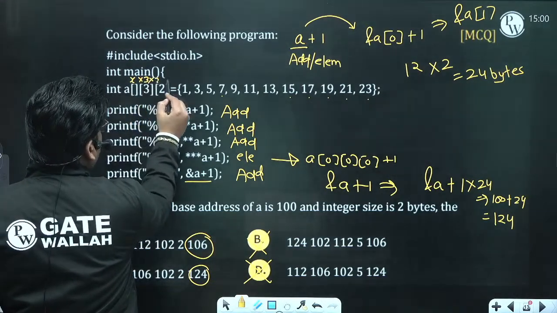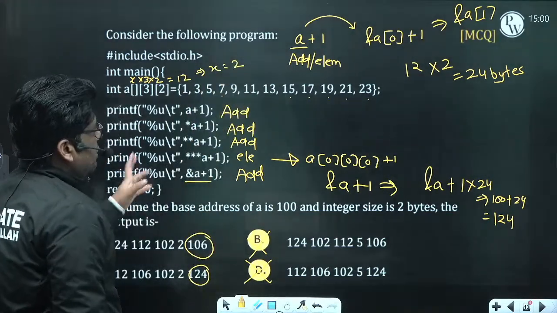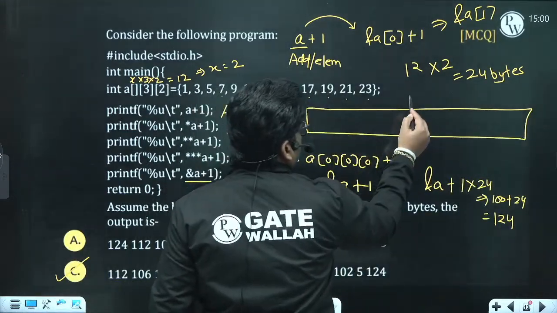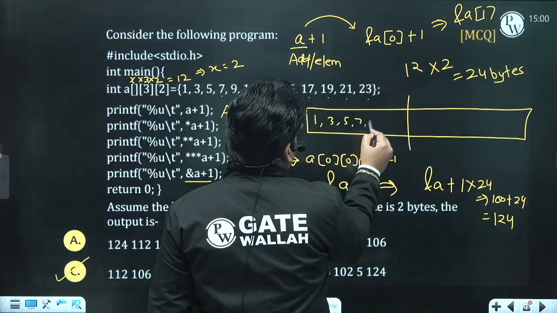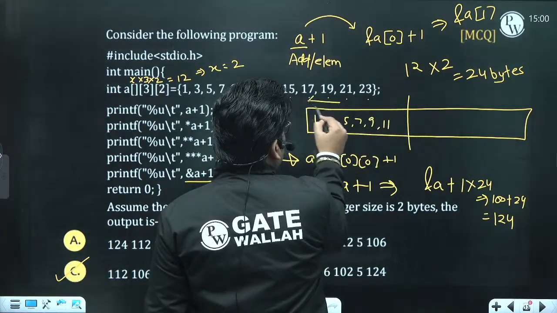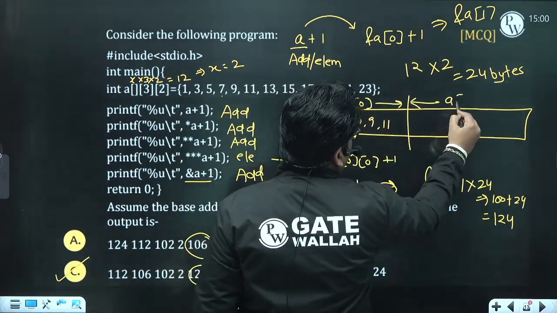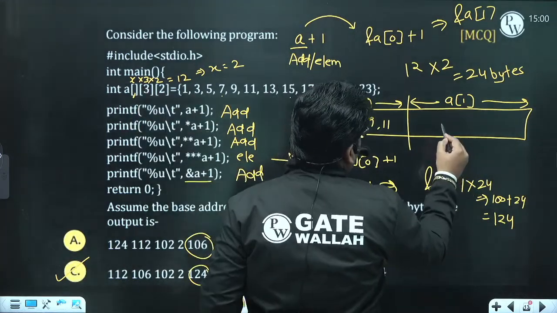X into 3 into 2 is 12. So the value of X is 2. That means you are saying, actually, broadly, this is A0. Anjali, this is A0. And this is A1. Broadly the array is divided into 2 parts.